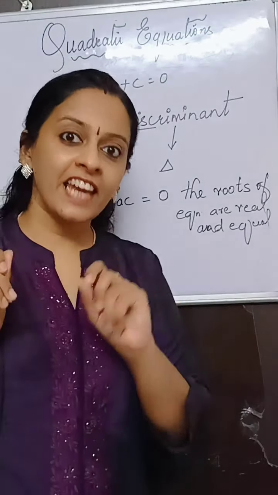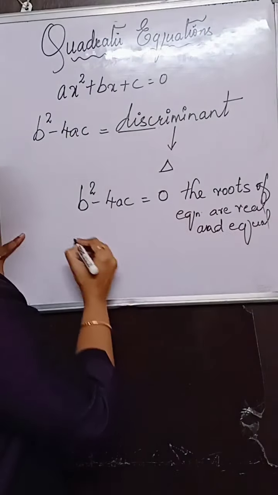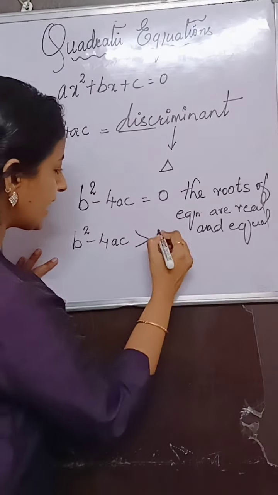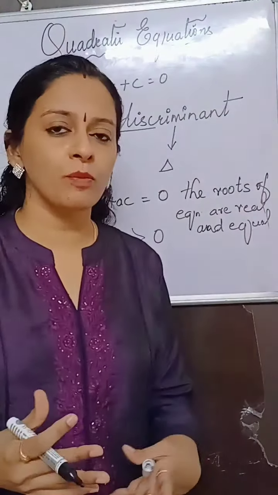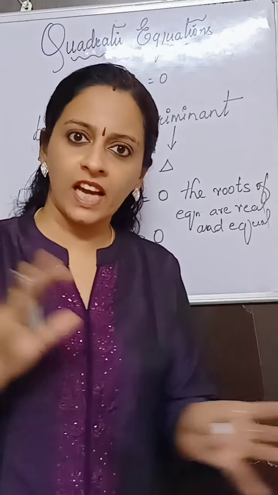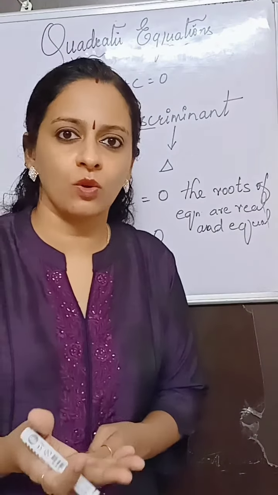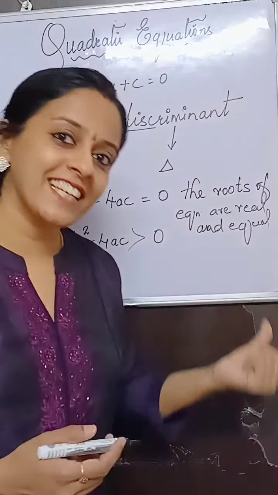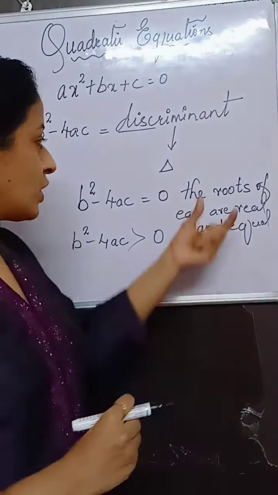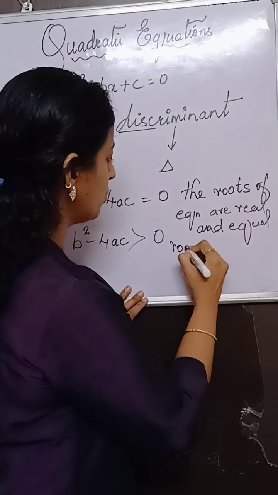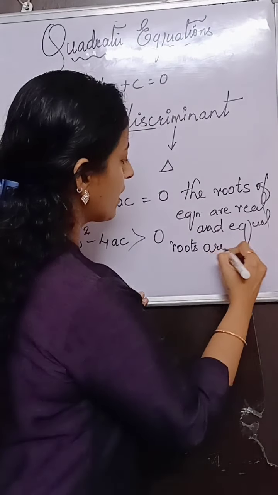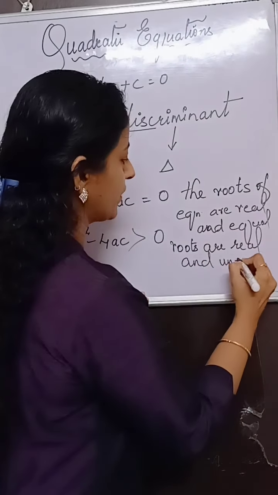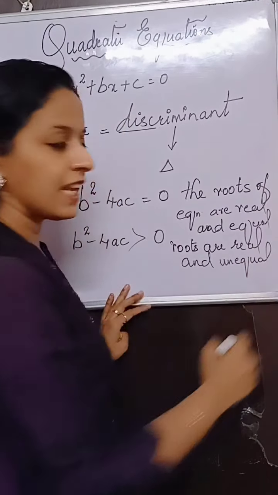Real and equal. Next, if you get b square minus 4ac as greater than 0, greater than 0 means 1, 2, 3, 4, any other number like that, more than 0, a positive number. If you get b square minus 4ac greater than 0, it means the roots are real and unequal.